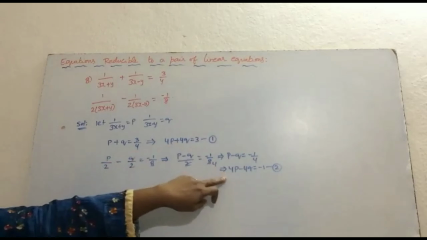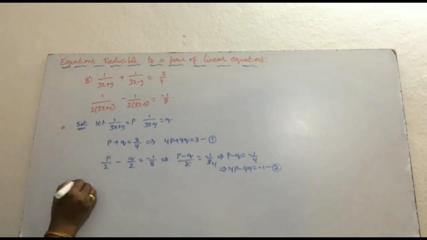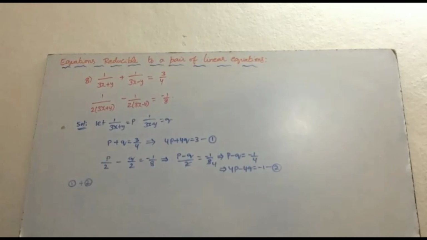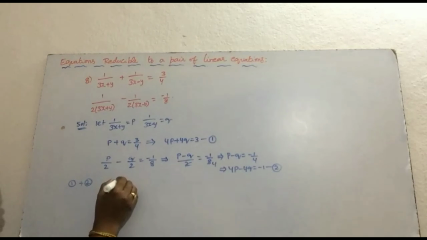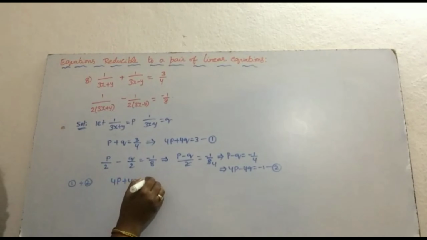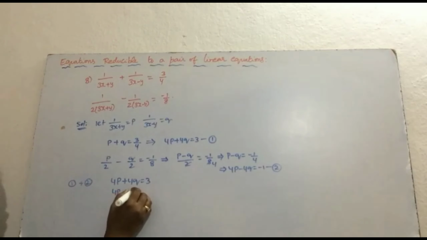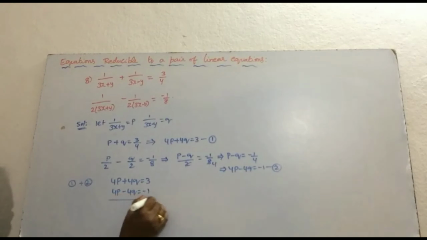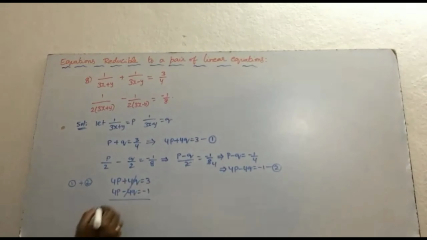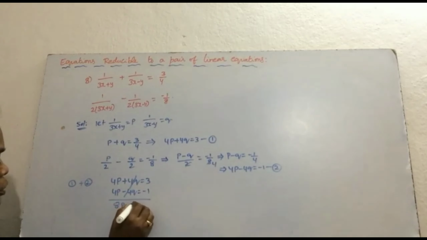Now we will add 1 and 2. Then we will get 4p plus 4q is equal to 3 and 4p minus 4q is equal to minus 1. So these two get cancelled. 8p is equal to 2.